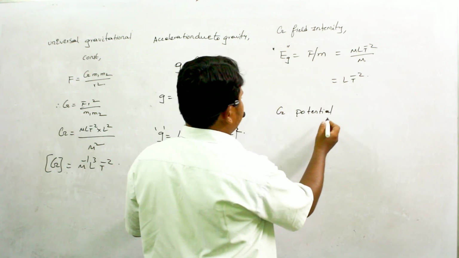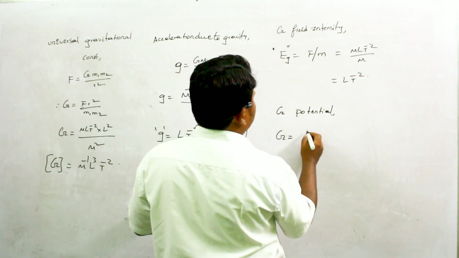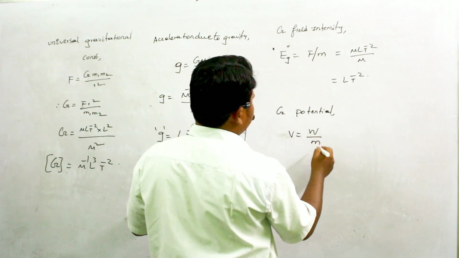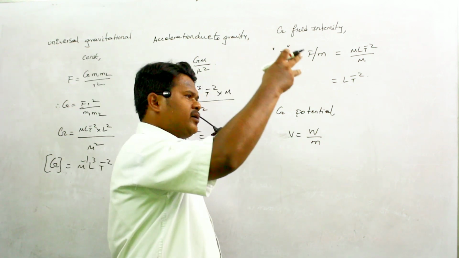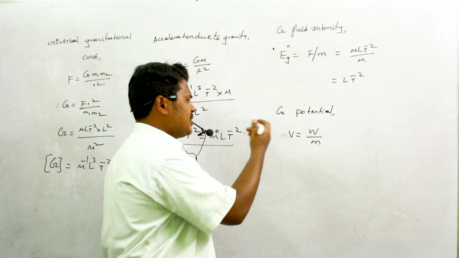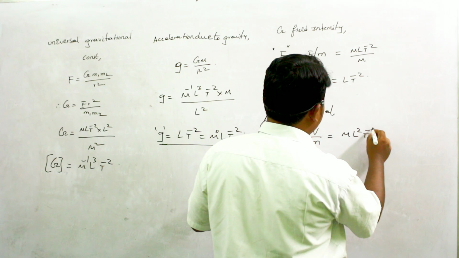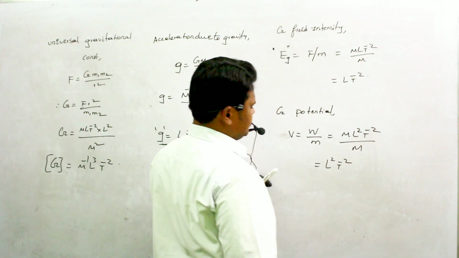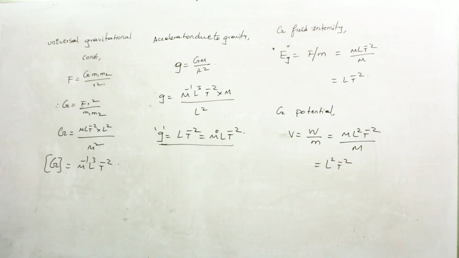For this one we can define gravitational potential as V equals work done per unit mass. The amount of work which is done to take one unit mass from infinity to a particular point in the gravitational field of another body is called gravitational potential. So this can be written as ML² T⁻² divided by M, which is L² T⁻². So this is the gravitational potential due to the gravitational field of the earth.